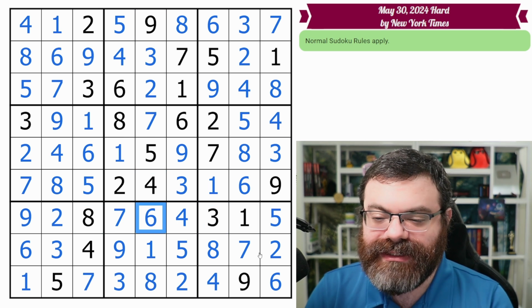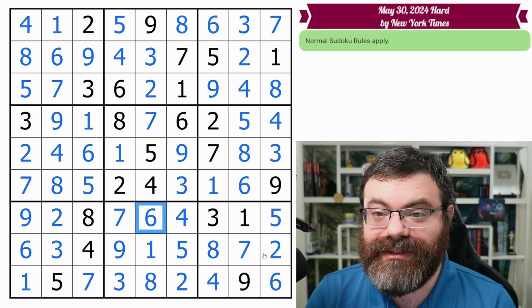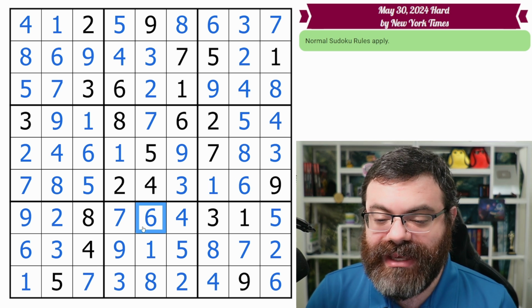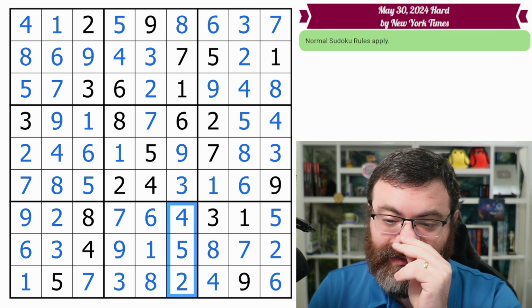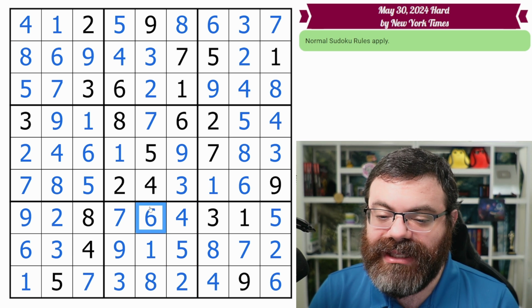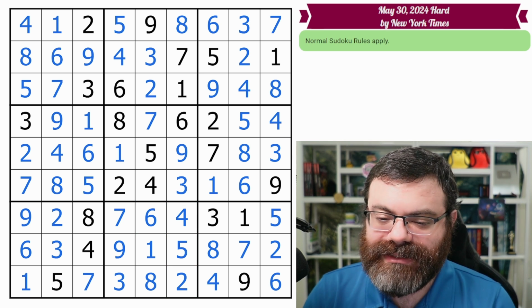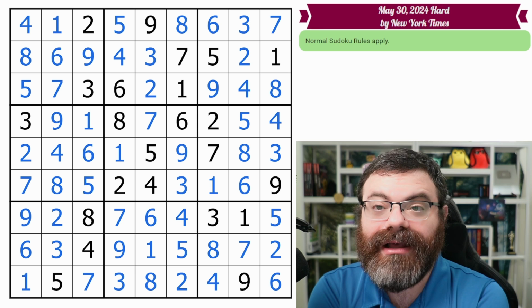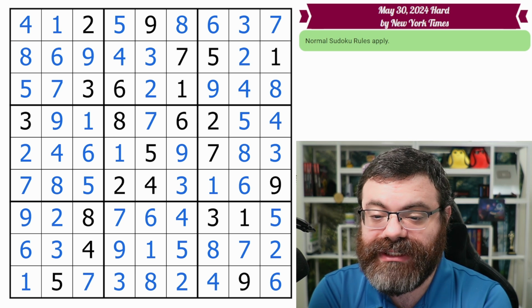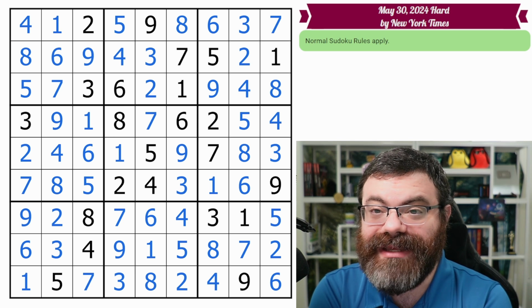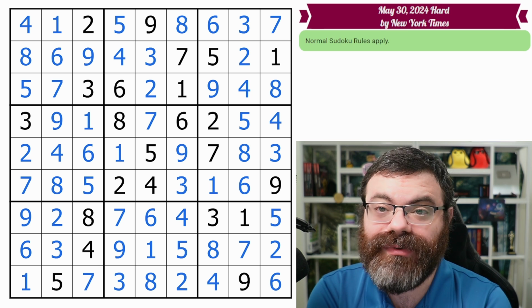I think this is going to be something, if you're not using auto candidates, and even with auto candidates, you have to notice the claiming 3s. But I think this is going to be a sticking point for people, is that naked 6 right there. So yeah, much longer solve than usual today. In fact, longer than my medium video today. But I hope you enjoyed it. I hope this was helpful.